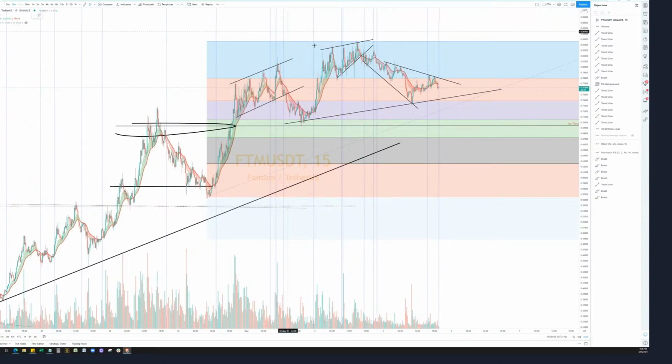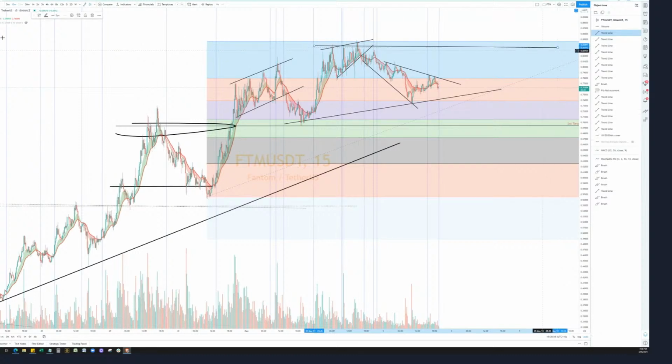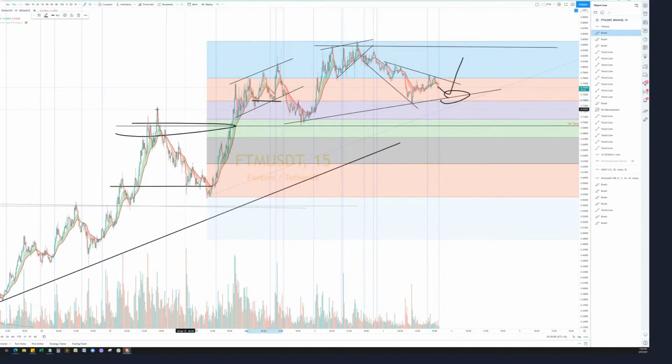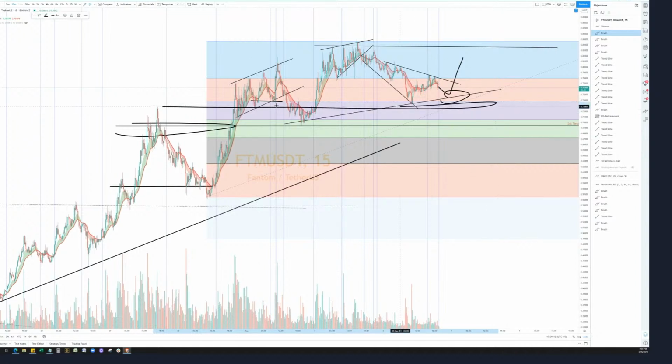So if I was to do this, and if price was to come down here and then bounce, I'm interested. I might be interested in buying here actually. Look at that. So that band, just around there, that might be an interesting area to go into.